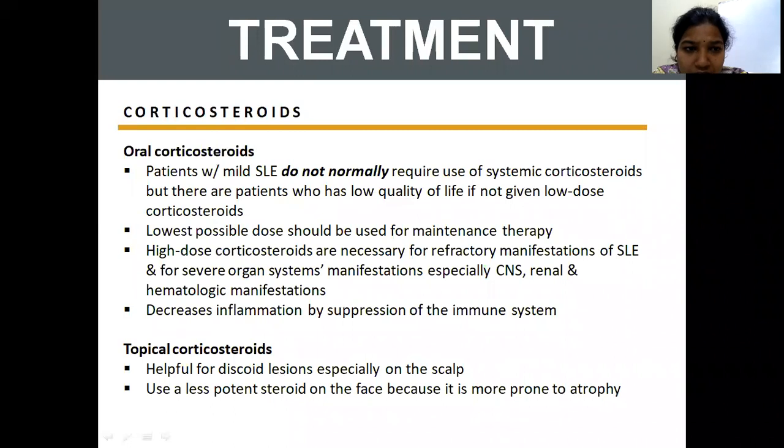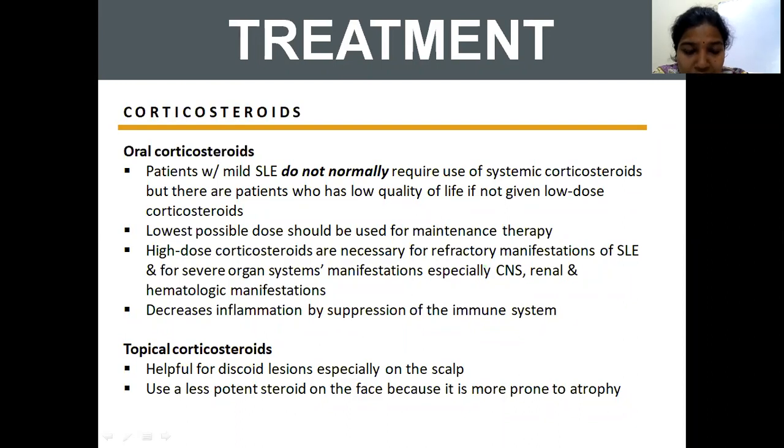So oral corticosteroids: patients with mild SLE do not normally require use of systemic corticosteroids, but there are patients who have low quality of life if not given low dose corticosteroids. So lowest possible dose should be used for maintenance therapy. High dose corticosteroids are necessary for refractory manifestations of SLE or for severe organ systems manifestations, especially CNS, renal, and hematological manifestations. So decreases inflammation by suppression of immune system.